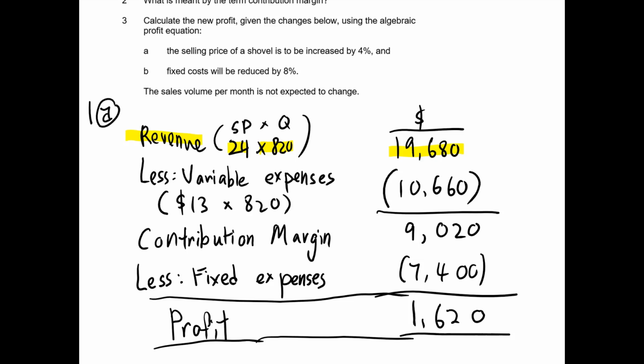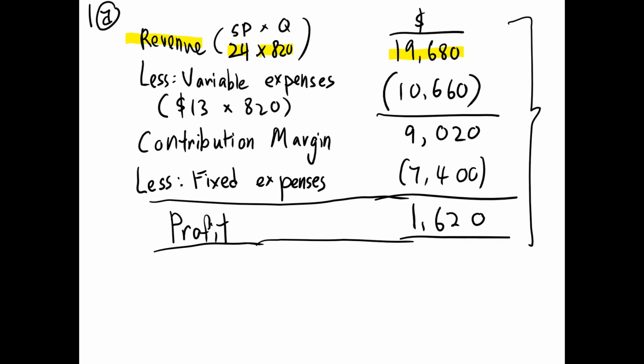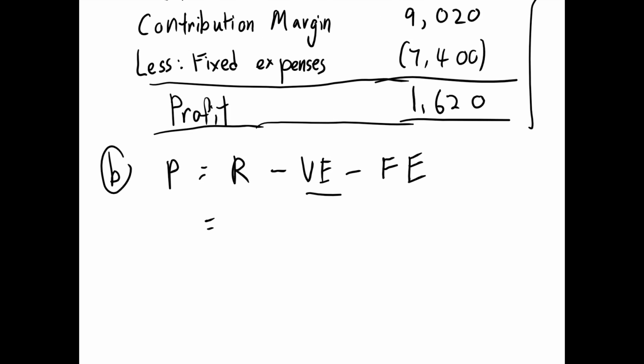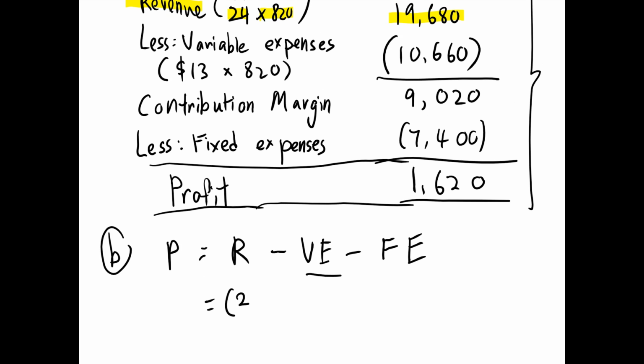This is called the income statement approach, where you need to come up with a statement. Now for the equation approach, it is very simple. Profit equals revenue minus variable expenses minus fixed expenses. So your profit equals your revenue, which is your selling price $24 times your quantity 820.